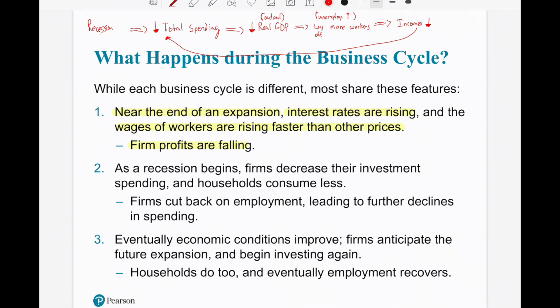So we see total spending is going to continue to decrease. Real GDP will continue to go down as output falls. More workers are going to be laid off, causing our unemployment rate to go up, which in turn causes incomes to decrease. So this is going to continue to happen until some form of intervention or improvement in economic conditions.